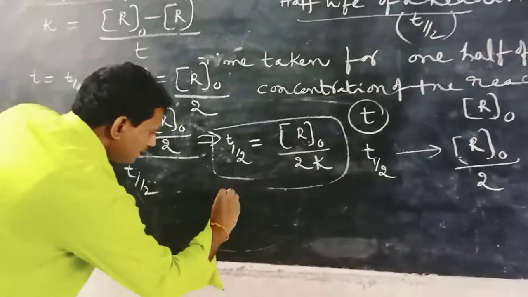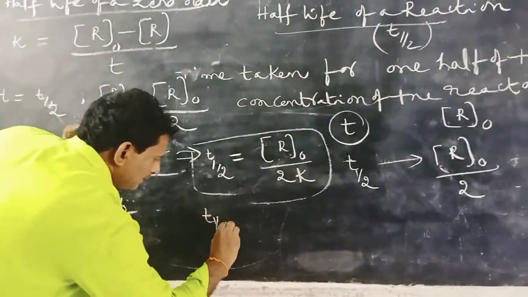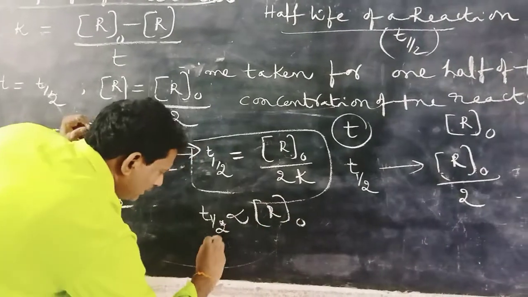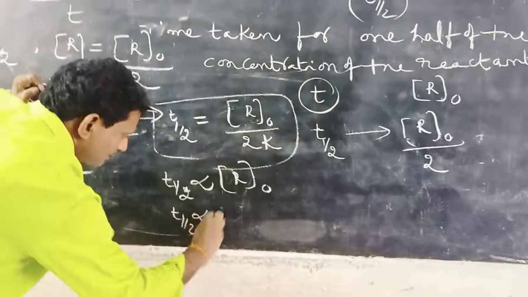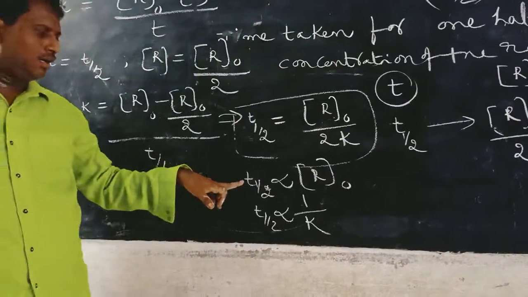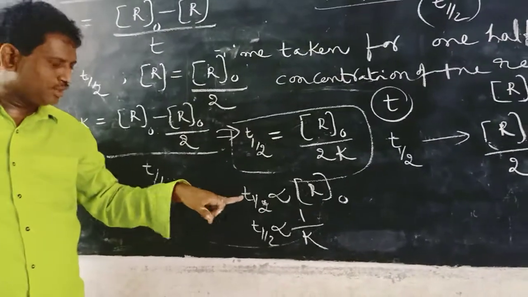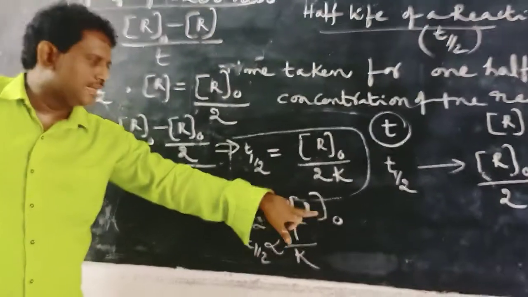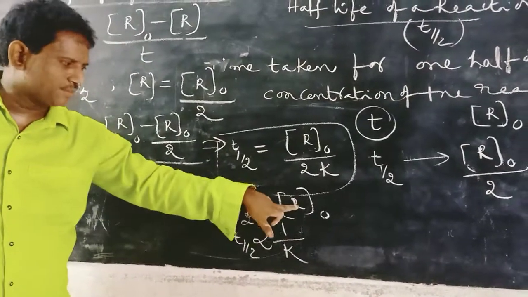That means t₁/₂ is directly proportional to [R]₀, and inversely proportional to k in this equation. That means the half-life period of a zero order reaction is directly proportional to the initial concentration of the reactant.